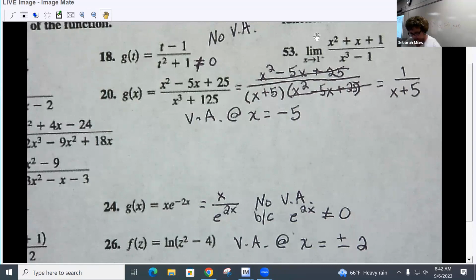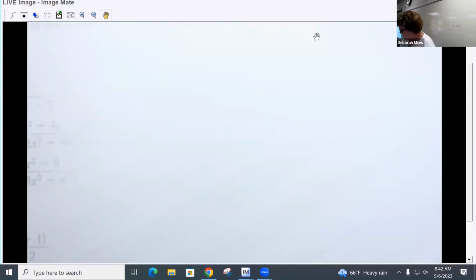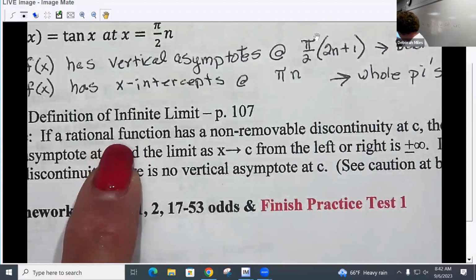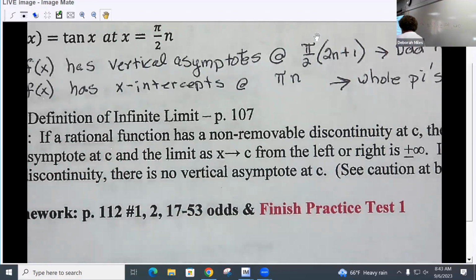Here's the note that I have for you. A rational function has to be an algebraic function, a quotient of 2 polynomials. If you have a non-removable discontinuity, you have a vertical asymptote. If you have a removable discontinuity, you have a hole.